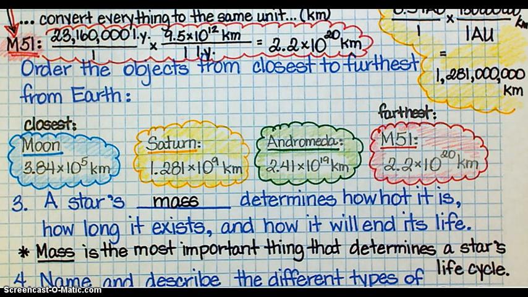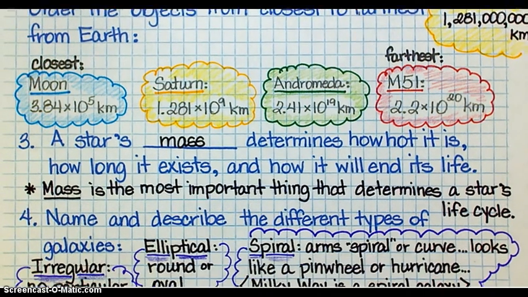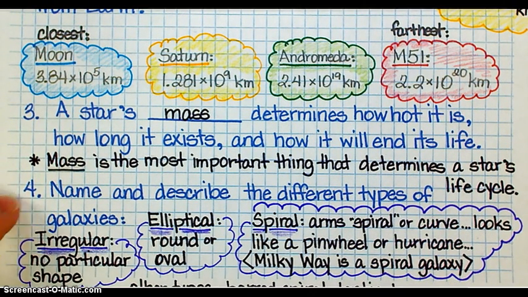All right. The next question, again, hopefully you are listening and following along. The next question says to name and describe the different types of galaxies. And just to prove that you're listening, I would like you to draw a little smiley face right beside the number 4. Okay? You're not going to see me do it, but I want you to do it. So a little smiley face right there.